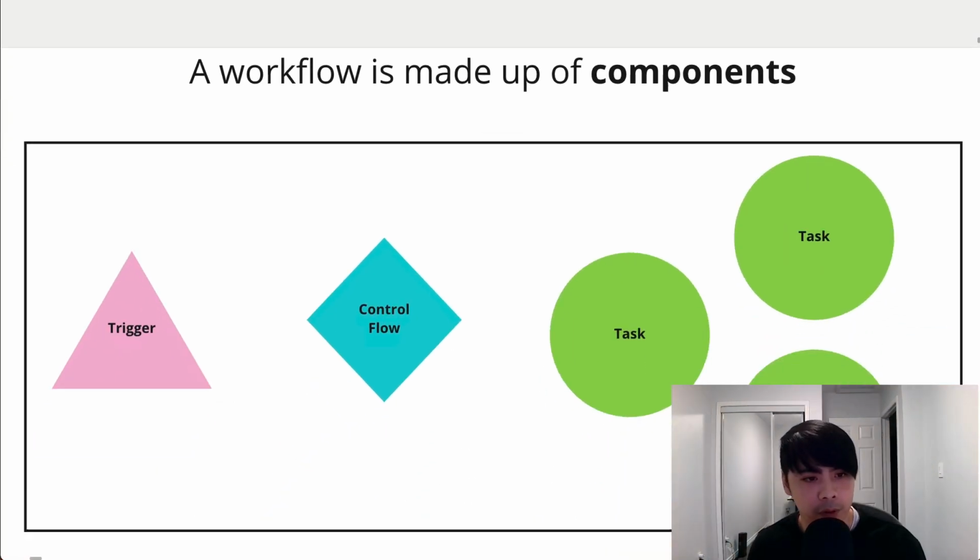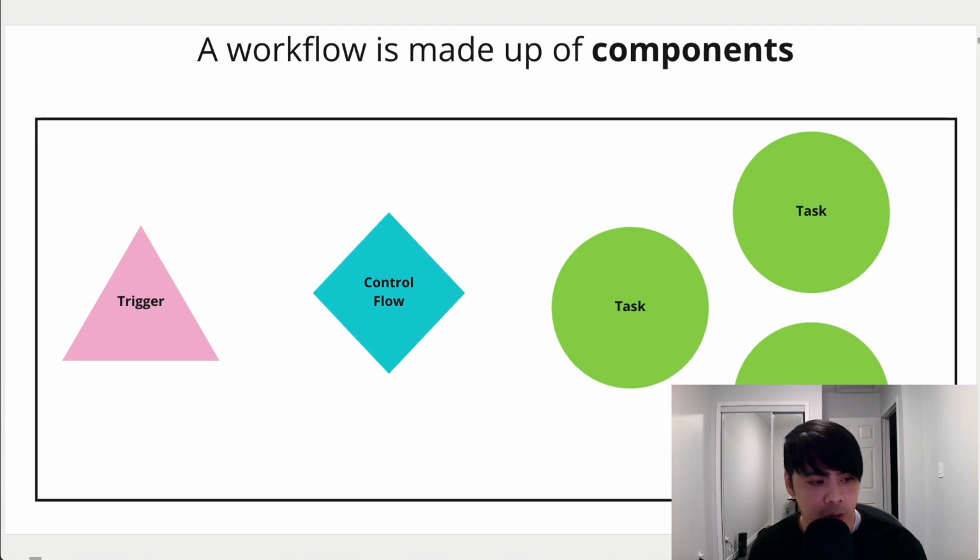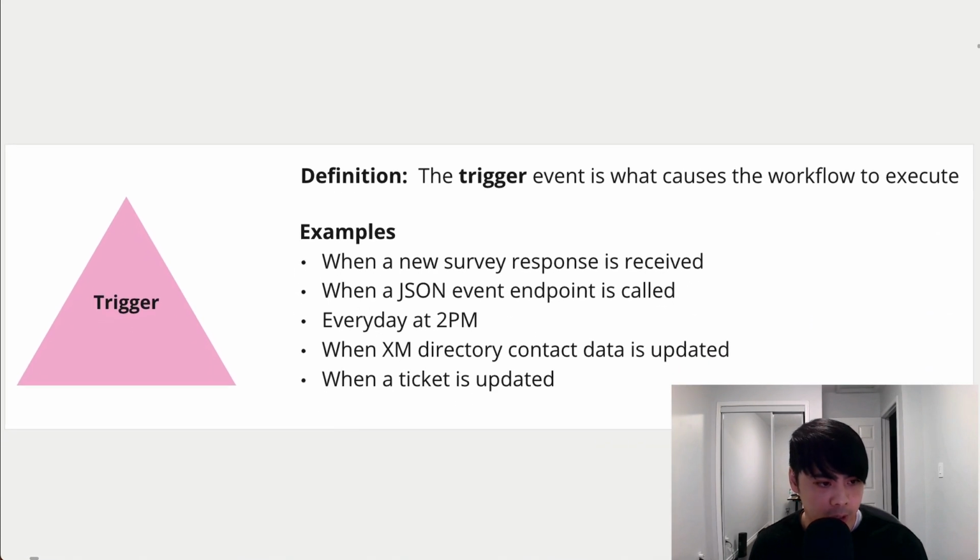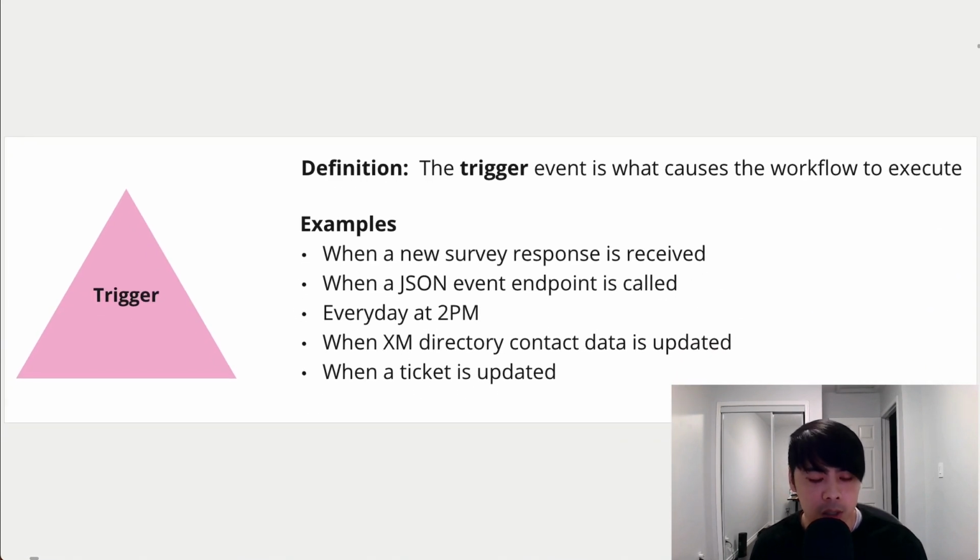A workflow is made up of components. As we can see here, there's a trigger, there's a control flow, and there's tasks. I'm going to go through each one of these definitions. For trigger, the definition is the trigger event is what causes the workflow to execute. So you may want something to trigger after a new survey response is received, or maybe a JSON event endpoint is called, or maybe you want to set up a trigger every day at 2 p.m., or maybe you want it when the XM directory context is updated, or when a ticket is updated. Simply put, it's what causes the workflow to execute.